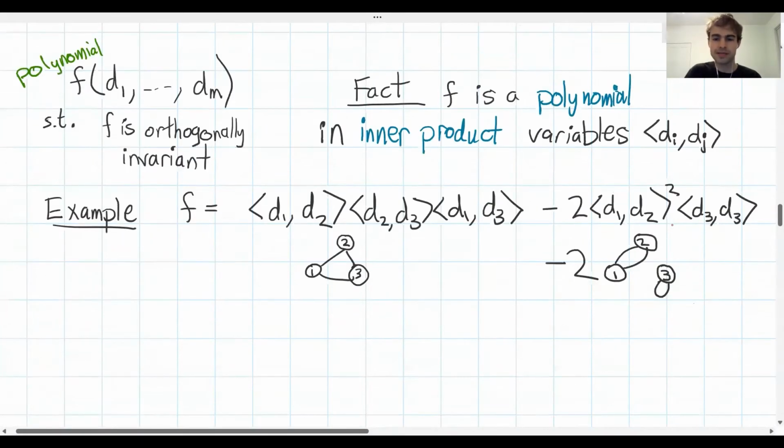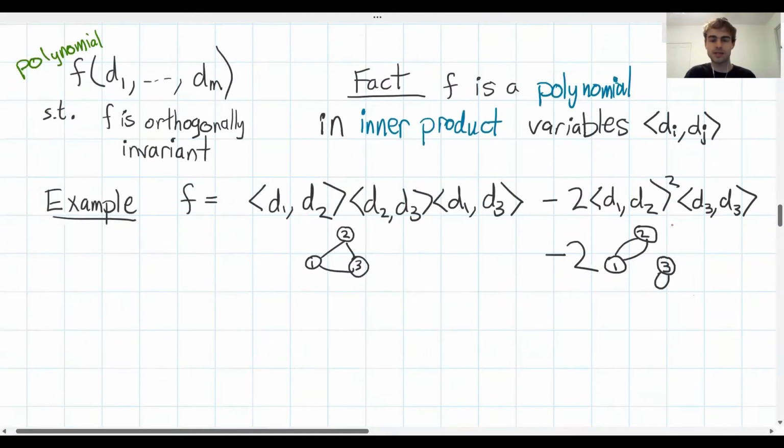Before I get to the basis, first I want to discuss the space a little more and tell you why we were interested in it. So let f be a function of d1 through dm, these are vectors, such that f is orthogonally invariant. And for the rest of the talk, we will assume that f is a polynomial function of the entries of the different vectors. As I alluded to on the previous slides, it's not too hard to show that f is a polynomial in the inner product variables of di with dj.